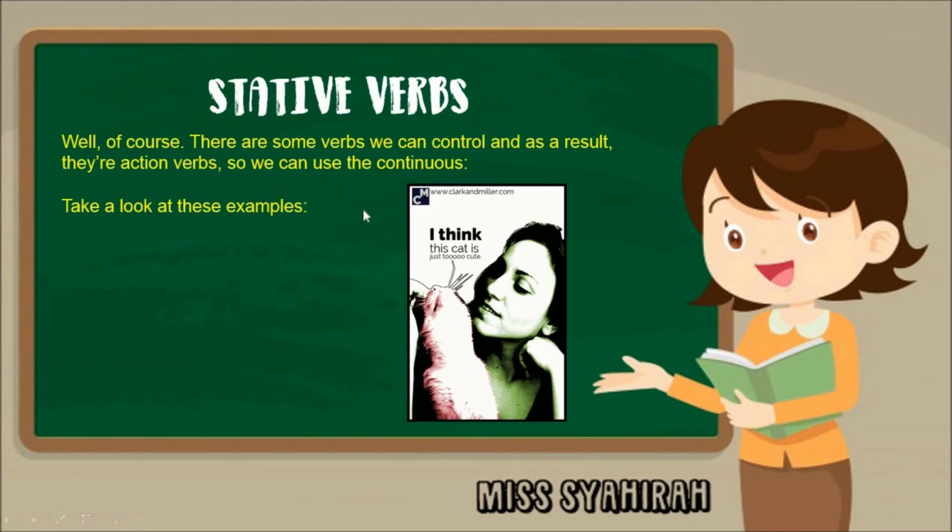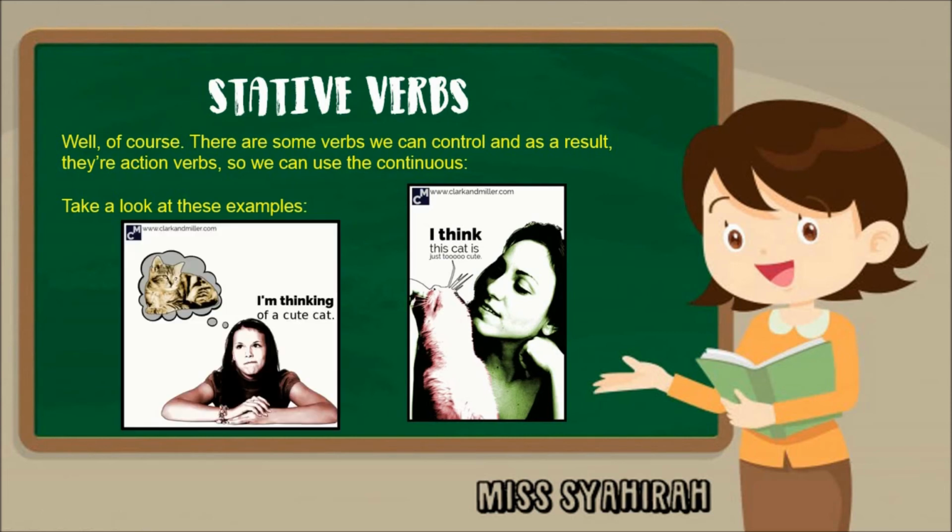But also, you can use the verb think for present continuous. I am thinking of a cute cat. So this is an action verb. So think can be a stative verb and also an action verb. So for action verbs, I am thinking of a cute cat. Okay, this is in present continuous.